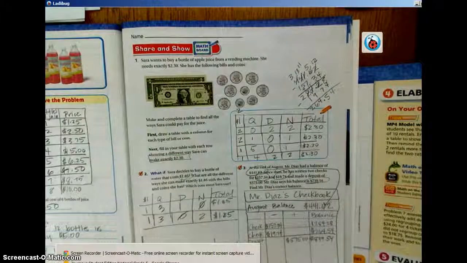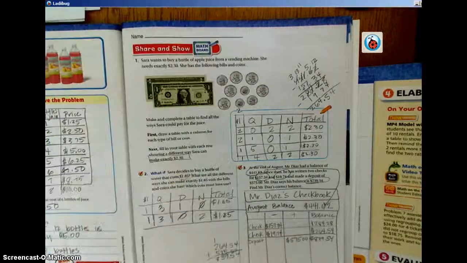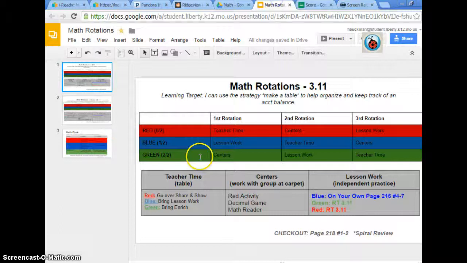So let me see if I can pull it up really quick. You can see, like today, if they got 0 out of 2 on those, they would be the red group. This would tell them that their first rotation, they would spend time with the teacher. And this is what they're going to do at each center. I have the centers set up, and Go Math sets these up for you. If they get 1 out of the 2 check marks, they're the blue group, and you can see their assignments for blue group.